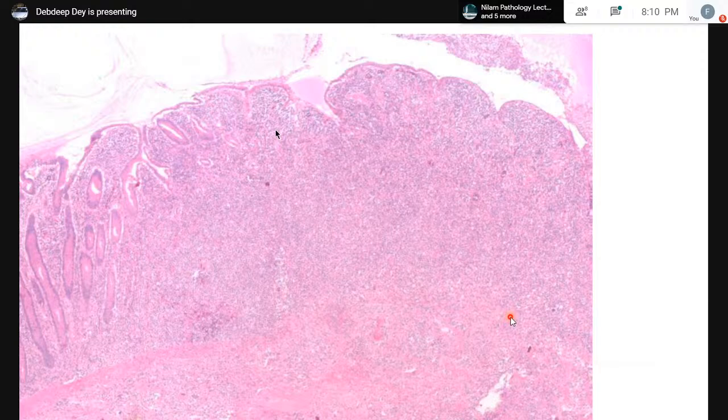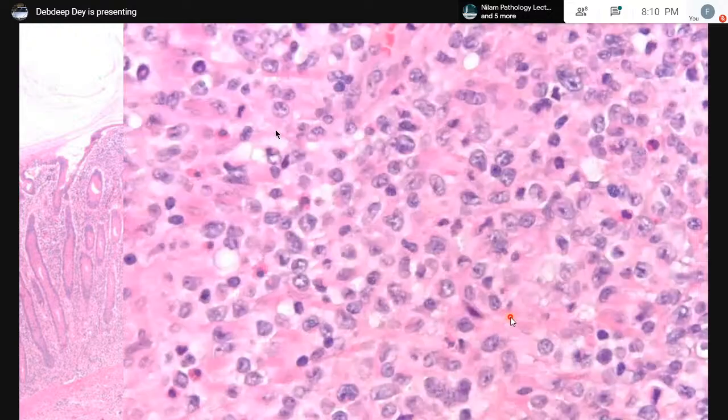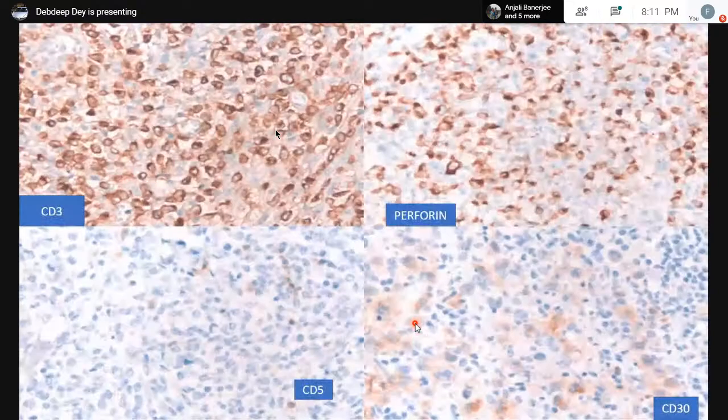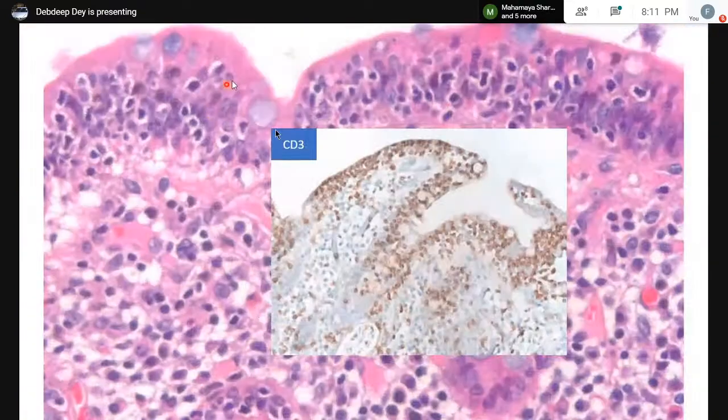So this is a case of small intestine with a diffuse infiltrate, very pleomorphic looking large cells with these eosinophils here and there, irregular nucleoli. It's positive for CD3, perforin, which is a cytotoxic marker. Occasional cells are CD30 positive, and it's CD5 negative. Now always look at the adjacent villi.